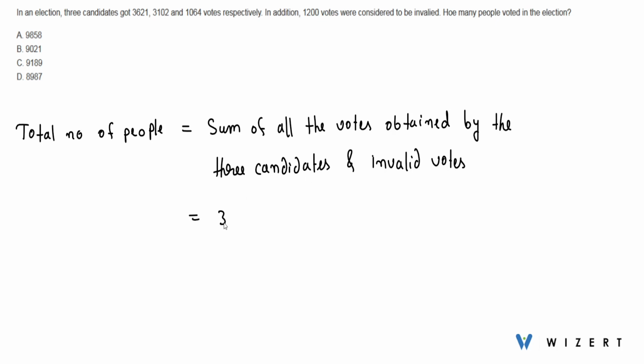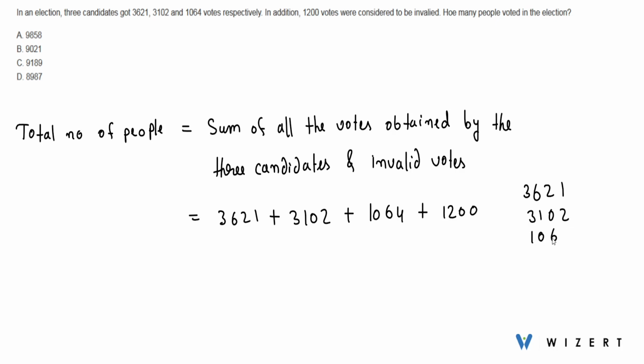So it will be 3621 plus 3102 plus 1064 and the number of invalid votes were 1200. So the summation of all this will be equal to the total number of people who participated in the election, or rather we can say who voted in the election. So let's carry out the calculation over here. So 3621, 3102, 1064 and finally we have 1200.